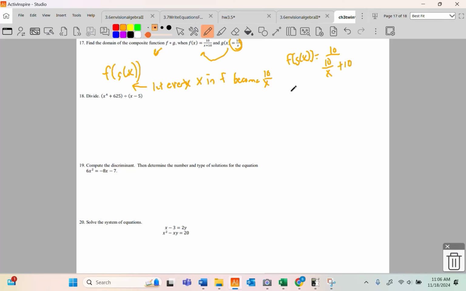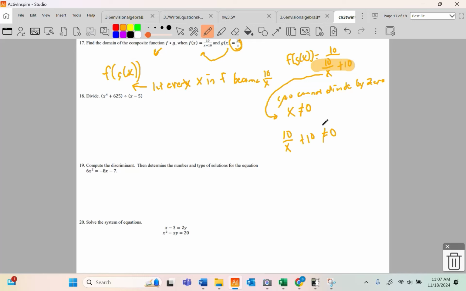All right, so here's the deal. You cannot divide by 0. You cannot do it. I can look right here and I can tell you that x cannot be 0. But there is more to it than that. Because in addition to that little denominator in this, what we call nested fraction, all of this cannot be 0. So 10 over x plus 10 can also not be 0.